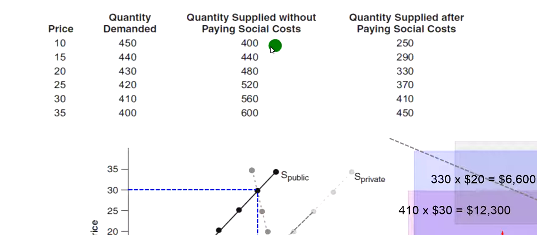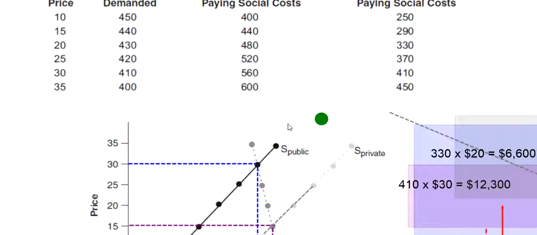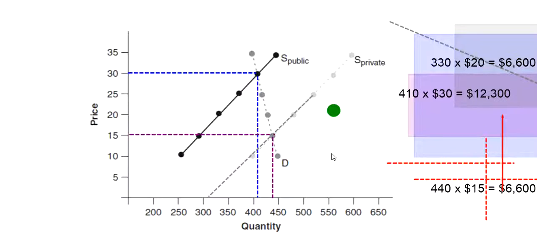So you can see that when they don't have to pay the social cost of the pollution, they're able to produce higher quantities at every price than they are when they actually have to pay this cost. So what they're asking you to do is just graph this schedule, which I have right down here. I don't think you'd have any problem doing this part of it, but I wanted to look at it and think about what we're seeing here.